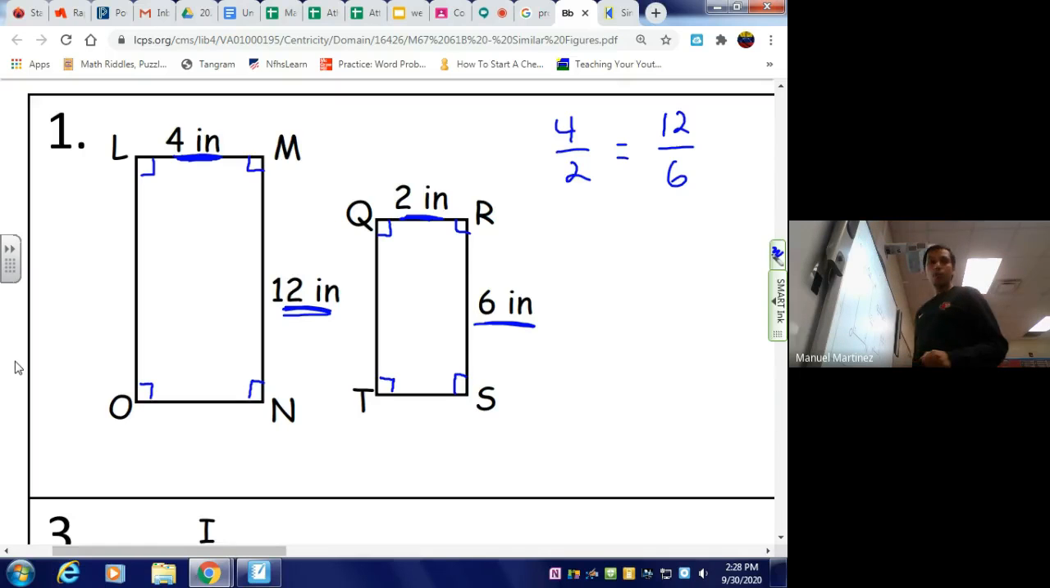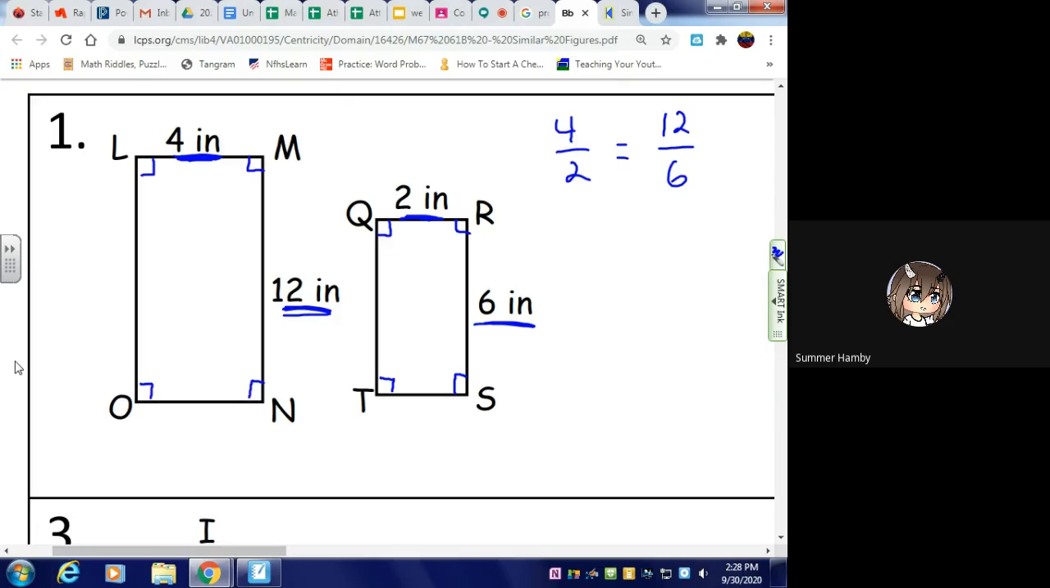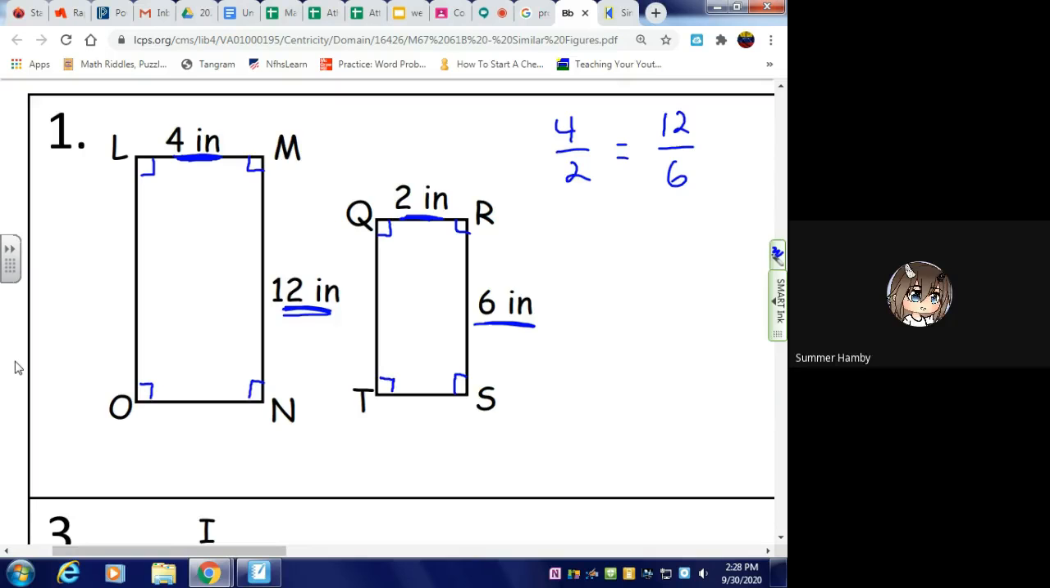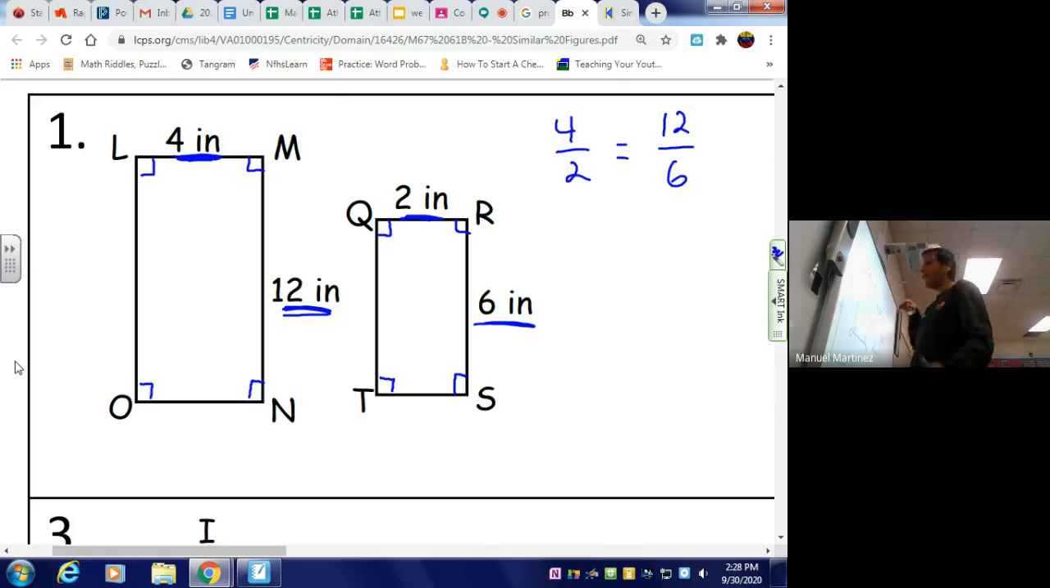So how would you check if they are proportional? Well, if you times 4 and 2 by 3, 2 times 3 is 6, and 4 times 3 is 12. Okay, so what you're saying is you are trying to see if you can make them the same, right? Yes. And basically you found a factor that makes them the same. Okay, so I know one. Okay, that's one way.